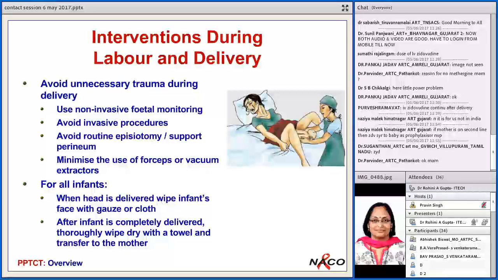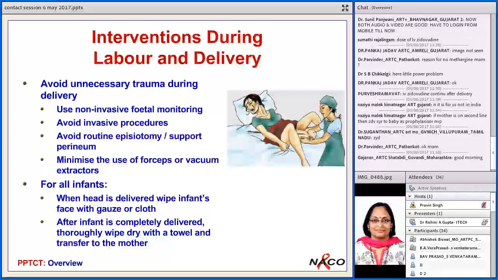Labor interventions, continued: avoid unnecessary trauma during delivery, avoid invasive fetal monitoring, that is scalp blood pH monitors, use non-invasive fetal monitoring, avoid routine episiotomies and tears, and minimize the use of forceps or vacuum deliveries.